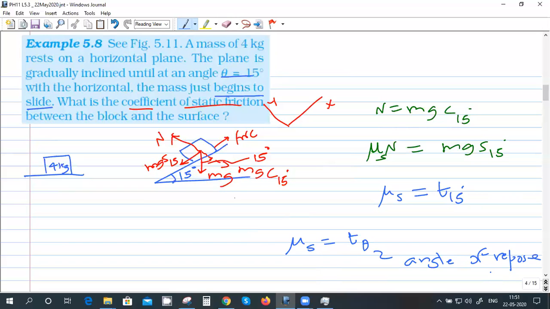So we have an inclined plane, gradually increase theta so that it starts sliding. When it starts sliding, the value of theta will be such that tan theta is mu s, the coefficient of static friction. This angle theta at which it starts to slip is called the angle of repose. So in general, mu s is tan theta. Here theta is 15, so it's tan 15. Is it clear?